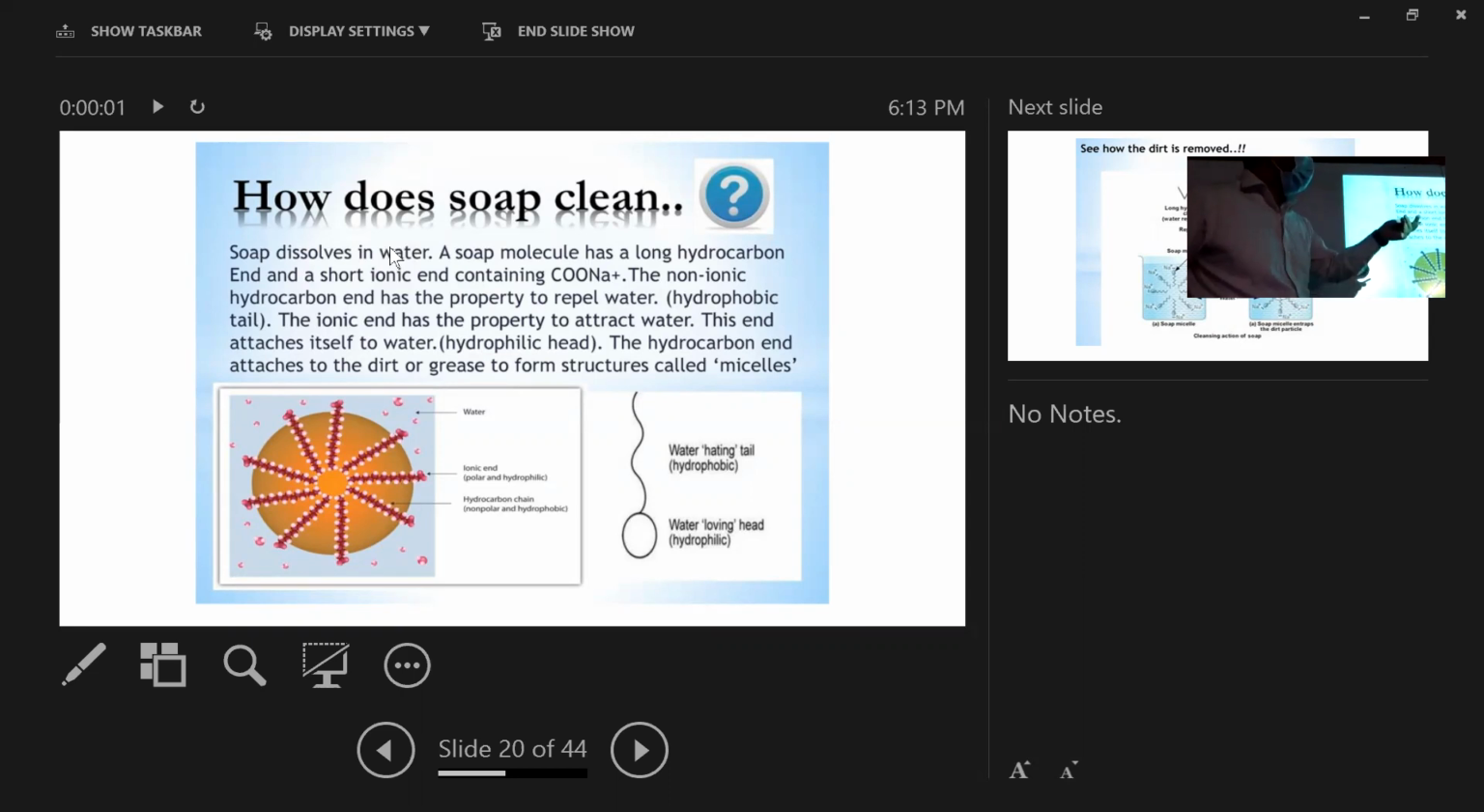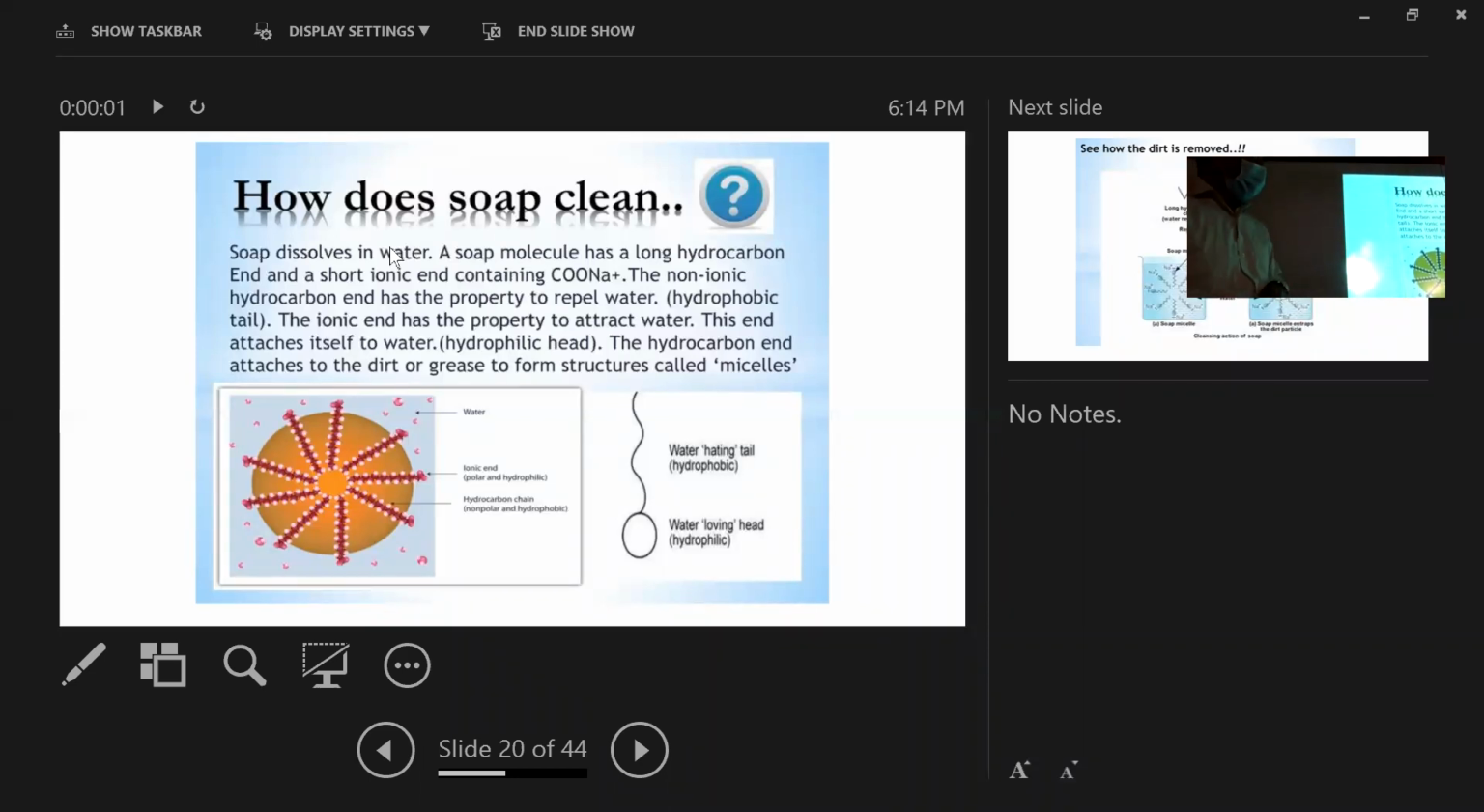Therefore, this part is the COONa. This Na plus is positive, and this is COO minus. So this is the ionic part. Therefore, we can consider that this part can attract water. Okay. Hydrophilic. The hydrocarbon end attracts the dirt or grease to form a structure called micelles.